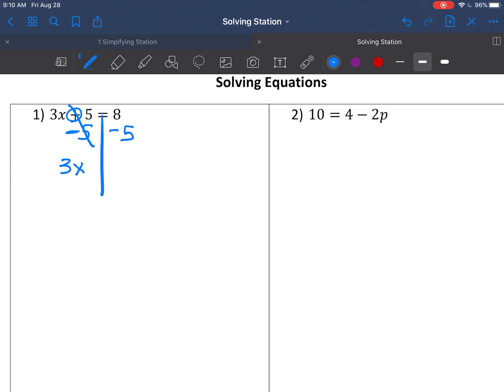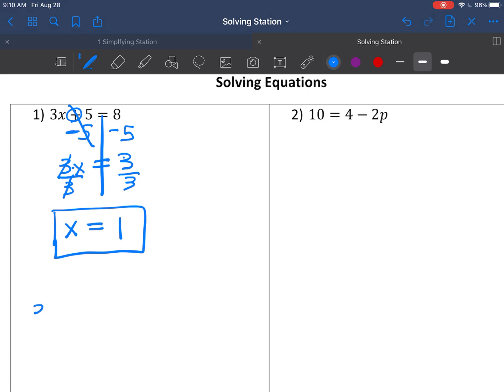Now I just have a 3x on the left side, and 8 minus 5 is 3. Okay, always copy down your equal sign each time. You don't want to lose it. Now we are ready to take care of this 3, which is being multiplied. The inverse operation would be division. Here, 3 divided by 3 is 1. So we have 1x equals, and 3 divided by 3 is 1. So that is our final answer.